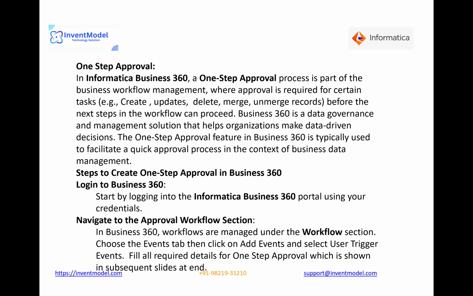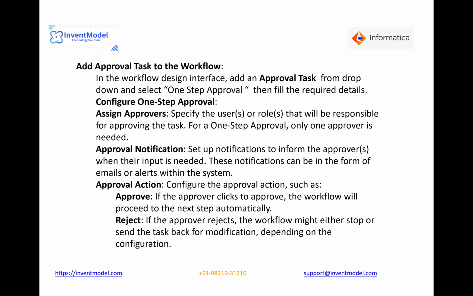We'll go through that. Then add an approval task to the workflow. In the workflow design interface, add an approval task from the drop down and select one-step approval. Then fill in the required details. How to configure one-step approval? There are certain key points I have mentioned. While configuring the one-step approval, we need to assign the approvers. Approvers are the persons who will approve the data changes, creation, or merge, which is being done by the users.